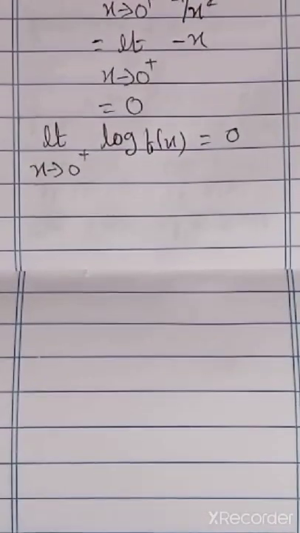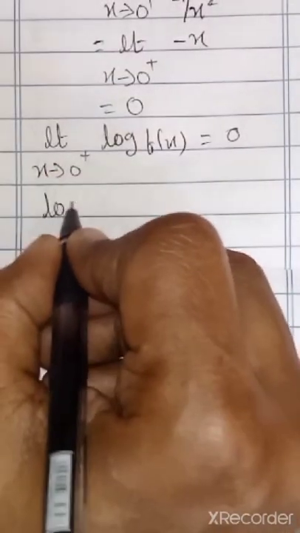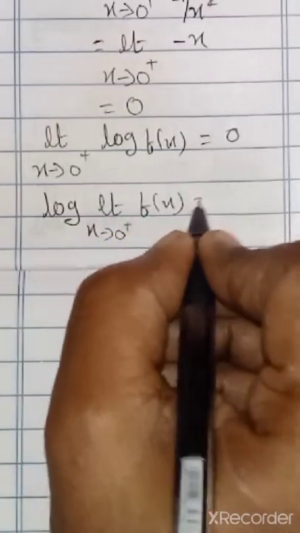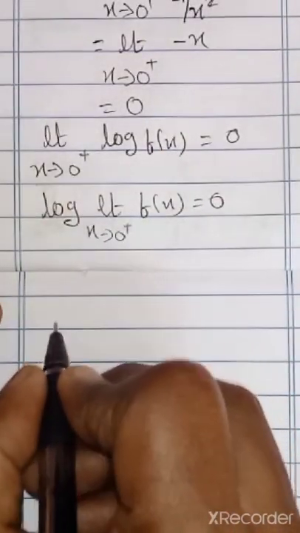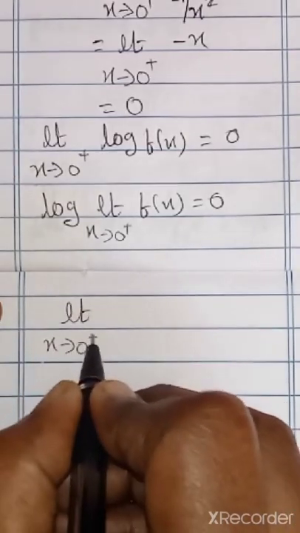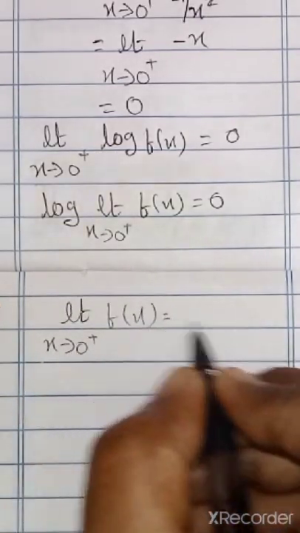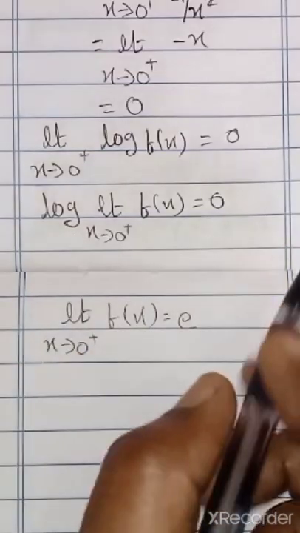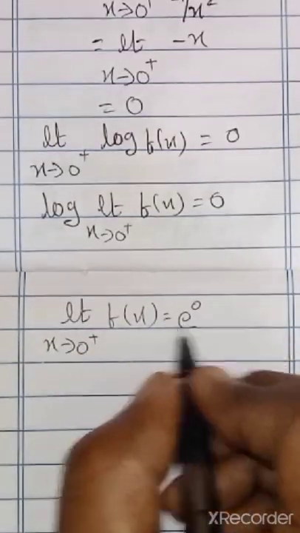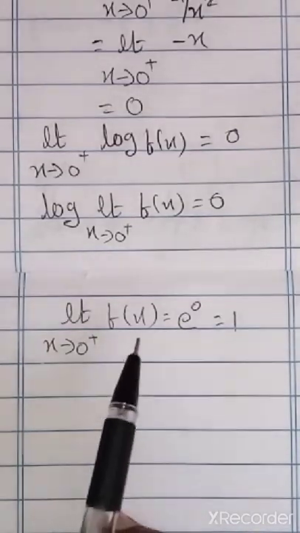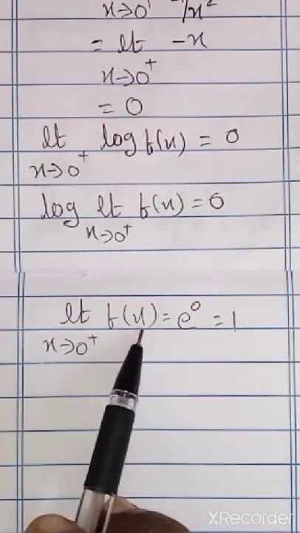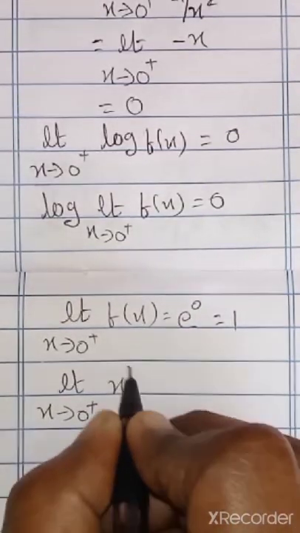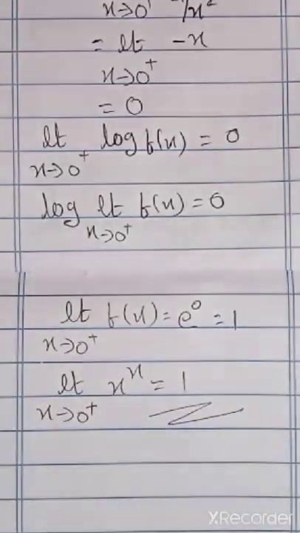Now taking log outside, so log limit x tends to 0 plus f of x equal to 0. Taking log to that side, limit x tends to 0 plus f of x is equal to e power 0. If you want to take out log, you have to take exponential on both sides. So e power 0, anything power 0 is equal to 1, correct? And in the starting we have taken f of x equal to x power x. So you will get limit x tends to 0 plus x power x, which is equal to 1 is your final answer.